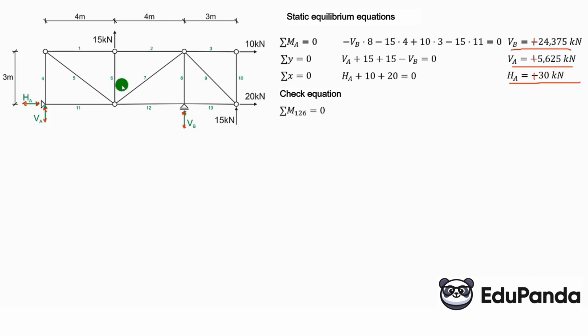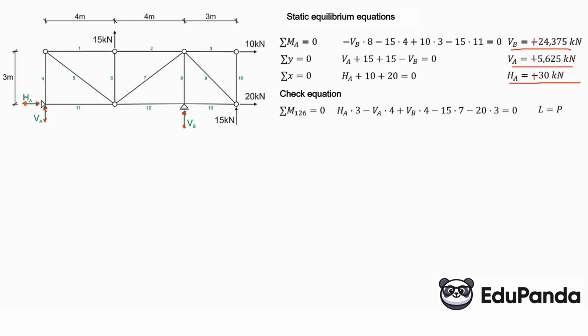I did it where members 1, 2, and 6 converge, so 1, 2, and 6 meet here. At this point, we will do the sum of moments as a check. So we have HA acting to the left, which means it rotates positively around this point. So positive HA times 3, minus VA times 4, plus VB times 4, minus 15 times 7, and minus 20 times 3 equals 0. So indeed it checks out. 0 equals 0, left equals right.